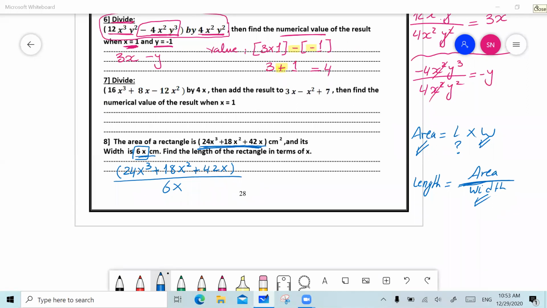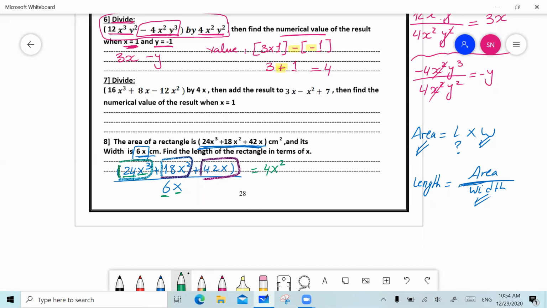So now I'm going to take each term and divide it by the monomial which I have. Now I will have 24 divided by 6. This is equal to 4. X to the power of 3 divided by x. This is x to the power of 2.